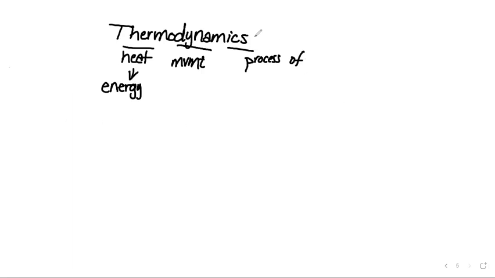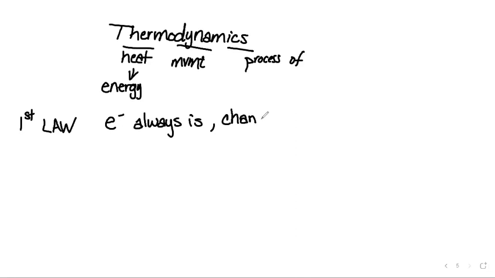So there are 2 major concepts within thermodynamics that you should know. They weren't necessarily named this way when you learned about them. Same concepts, you just didn't have this particular name for them. So the first law of thermodynamics says that energy can't be created or destroyed. So energy always is, but it can change forms.